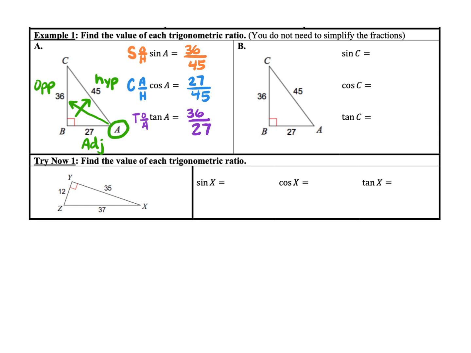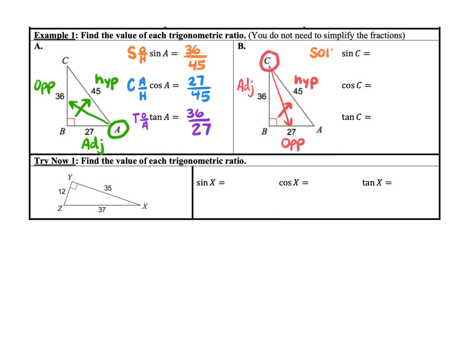Problem B, you'll notice, is the exact same triangle, but I have now switched the angle, and that's going to change things, because now the angle that we're focusing on is angle C. Now you'll notice that the hypotenuse is still the same. The hypotenuse never changes. It's always across from the 90, but my opposite and adjacent are going to be different if I move to the acute angle C. Now the opposite, which is directly across from angle C, is 27, and the adjacent is the last side left, the 36.